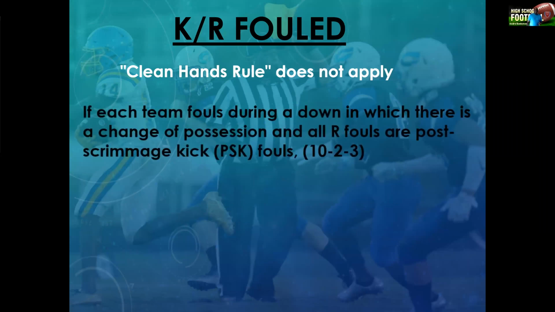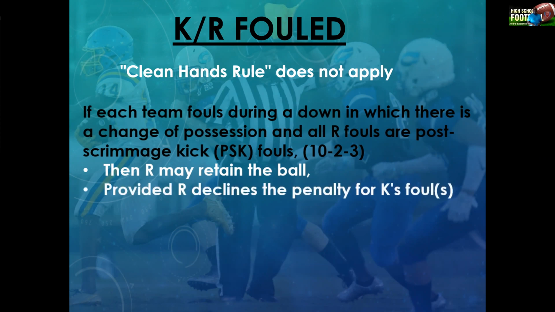All right. Clean hands rules do not apply if each team fouls during a down in which there is a change of possession, and all R fouls are post-scrimmage kick fouls. In other words, all R fouls happen beyond the expanded neutral zone. Then R may retain the ball, provided R declines the penalties for K's foul, of non-player unsportsmanlike or not. So if one of those happen, they don't have to decline it, they can accept it and still keep the ball because those are marked from the succeeding spot.